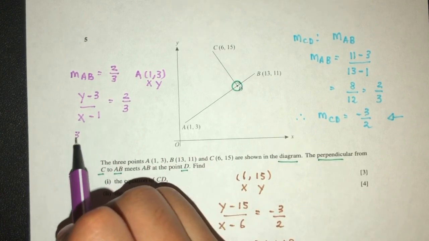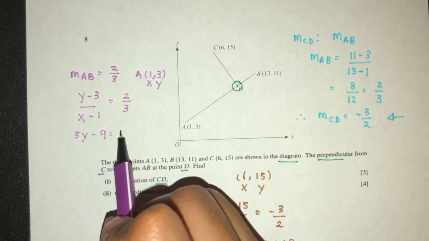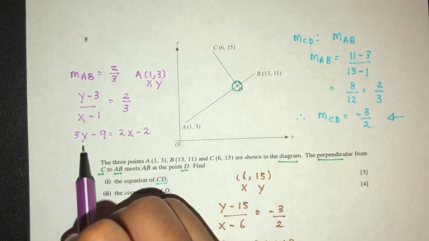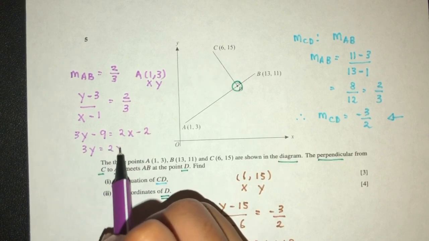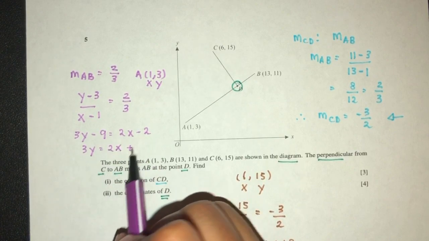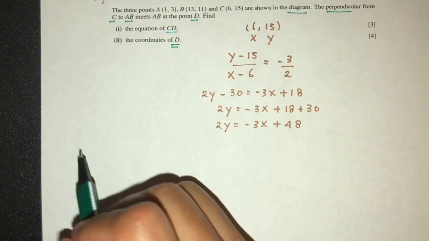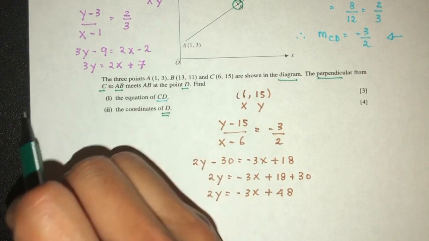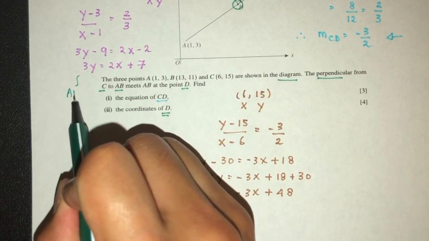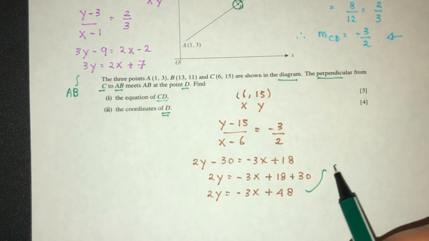Cross multiply, you have 3y minus 9 equal to 2x minus 2. So 3y has to be 2x minus 2 plus 9, which should be plus 7, right? So this is my equation of AB, and that is CD.